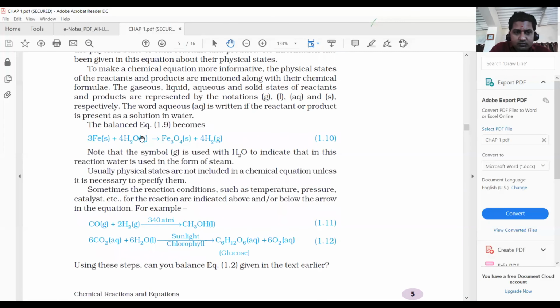The word aqueous, aq, is written when the substance is present as a solution in water. So 3Fe is solid, H2O is gas, g for the gas here, Fe3O4 as a solid and 4H2 gas.